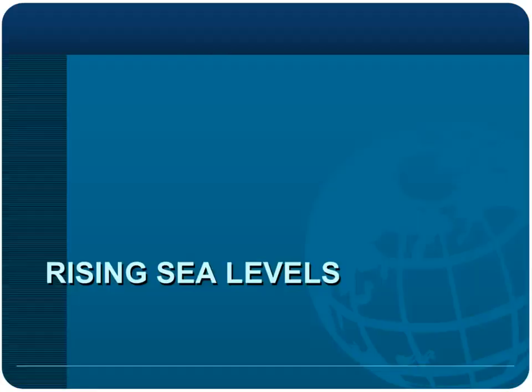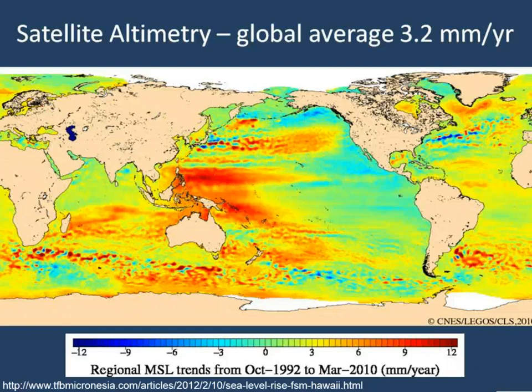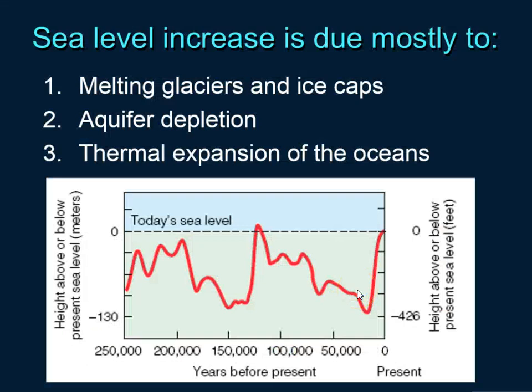Okay, so the next thing that we want to talk about is rising sea levels. There is higher sea level than there used to be before. And when we start looking at how that's changing, it's around 3.2, 3.3 millimeters per year. You can see that lots of this is occurring around the equator, and part of that is thermal expansion, but you can see it's extending all the way down to Antarctica. Okay, now here's your question. Sea level increase is due mostly to melting glaciers and ice caps, aquifer depletion, or thermal expansion of the oceans.